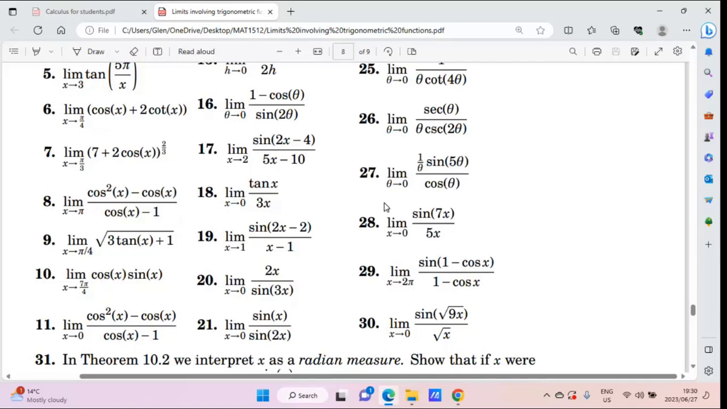Sorry, sir. Ndumiso speaking. While we give the others a chance to do number 30, I'm still not understanding 29, because everybody says they got 1. How? Because the x is not approaching zero, it's approaching 2 pi. So how did the guys get one? Or is there a law that I don't know about? Okay. My brother, this is what we used.